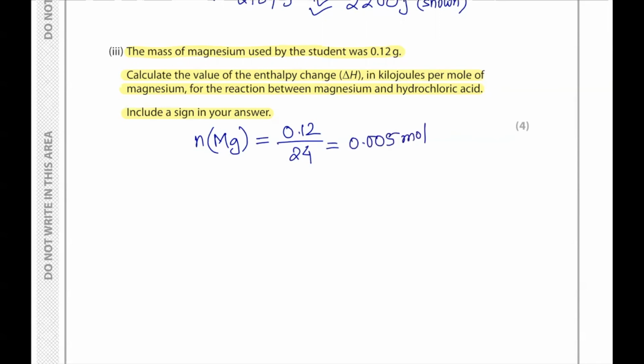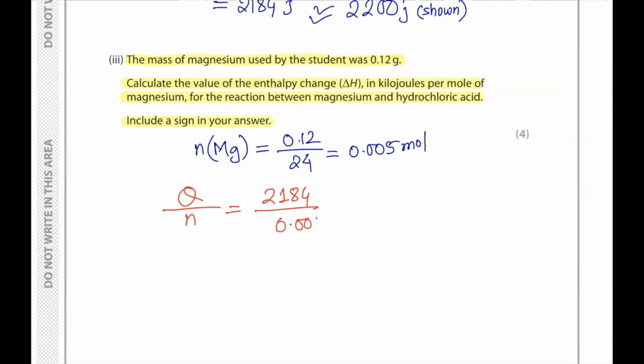Now, once we know the number of moles, we can find out Q divided by the number of moles, which means 2184 divided by 0.005, which is equal to 436,800 joule per mole produced. So we will divide this by 1,000 to get the answer in kilojoule per mole. So 436.8 kilojoule per mole.